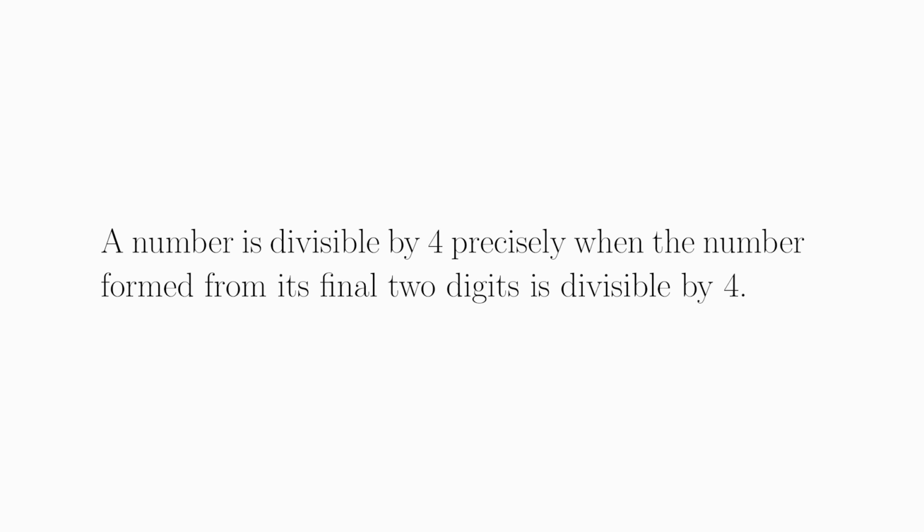First, we focus on divisibility by 4. There is a neat test for divisibility by 4. A number is divisible by 4 precisely when the number formed from its final 2 digits is divisible by 4. As far as the markers of JMO are concerned, you don't have to justify that this test works, but we will do that. You must, of course, clearly explain any divisibility test that you use.